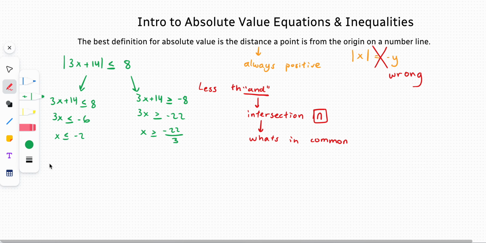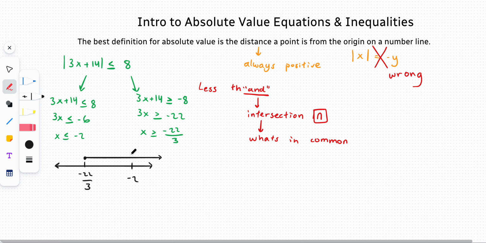Right, so now that we have our two ranges, we're actually going to plot this on a number line so we can see what's in common and create our intersection. So right here we have our lower bound, which is going to be negative 22 over 3, and our upper bound is going to be negative 2. Right, so for negative 22 over 3, this is going to be inclusive, so we do a closed circle. And it's everything that is greater than negative 22 over 3. So we're going to draw our line going to the right side.